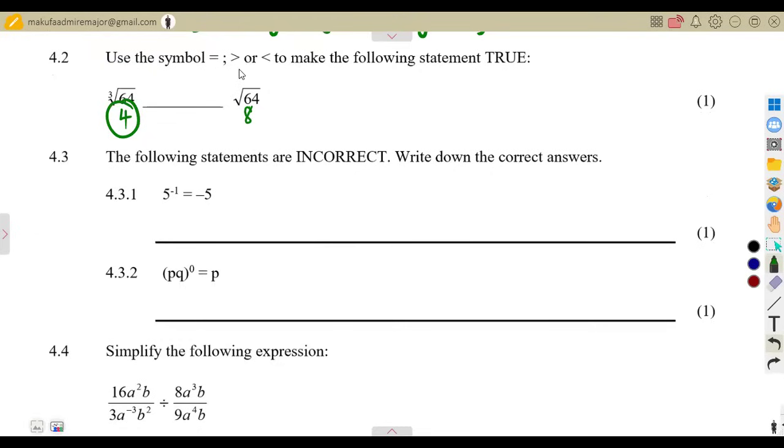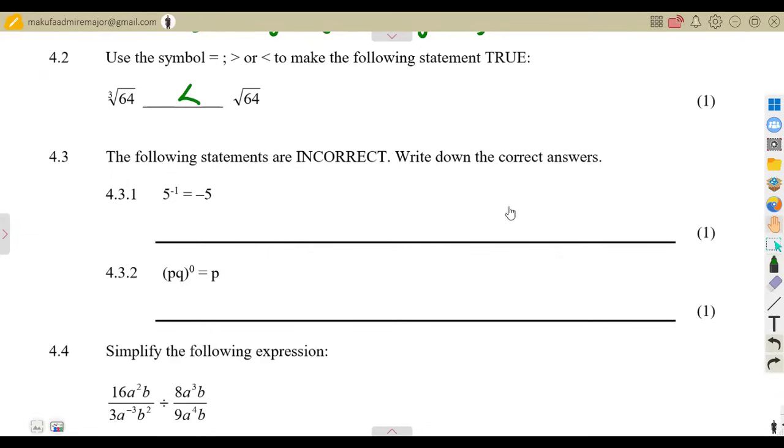Is 4 greater than 8? Is 4 less than 8? What is it comparing 4 and 8? 4 is less than 8. So if 4 is less than 8, it means also where we took this 4 from, the cube root of 64, it is less than the square root of what? Of 64. You have to consider where it was taken from.